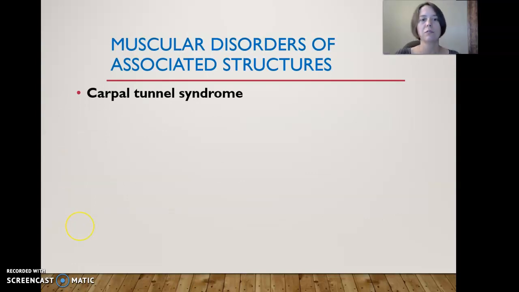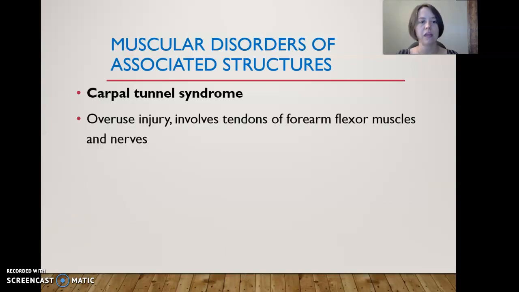All right, another disorder with associated structures is carpal tunnel syndrome, which I'm sure you've all heard of. That is an overuse injury and involves the tendons of the forearm flexor muscles. So the ones that flex, so these are going to extend and these are going to flex your wrist. And then those tendons in there have gotten injured and overused, and often the sheath where the nerve is going in and out has gotten injured and causes a lot of pain.